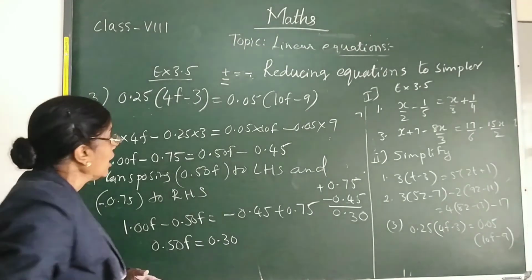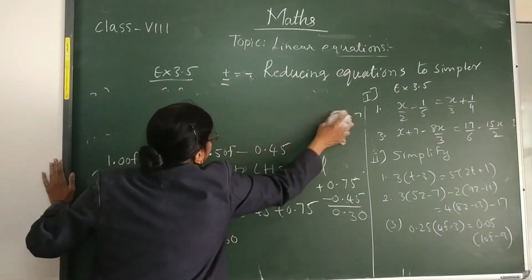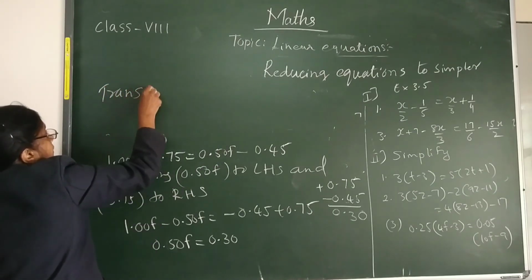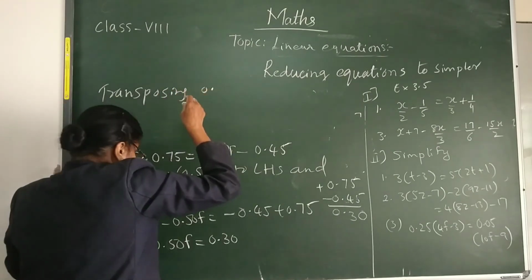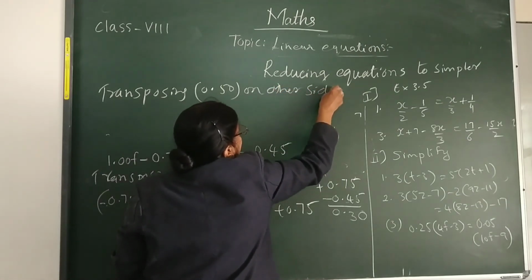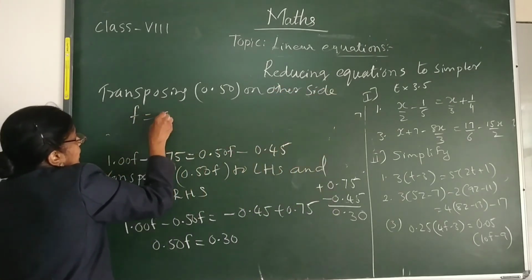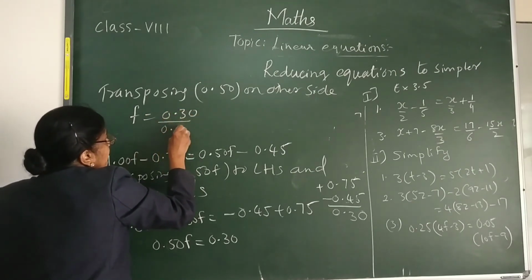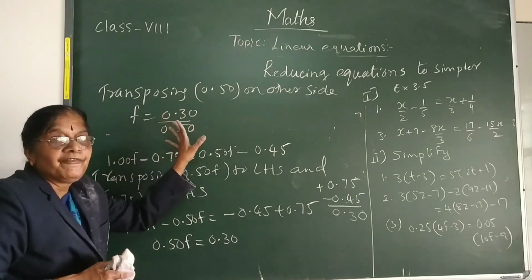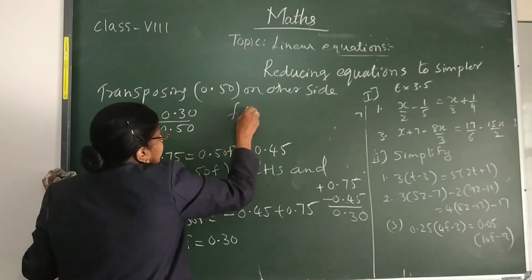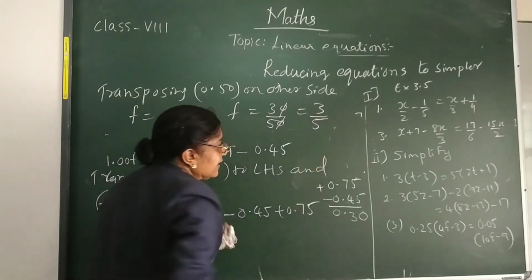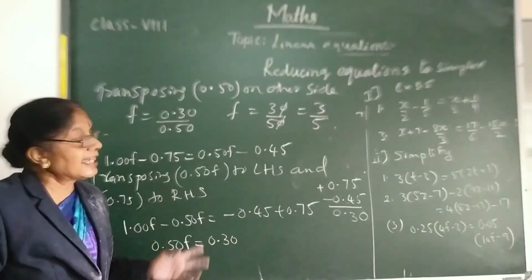Now what do we have to do? We have to transpose. What are we going to transpose? 0.50 we are going to transpose. So transposing 0.50 to the other side, what will we get? f is equal to 0.30 divided by 0.50. Look here, both the decimal places are the same, so the decimal will get cancelled. So we will get f is equal to 30 by 50. 0 cancel. So the value of f is 3 by 5. So this ends our exercise 3.5.